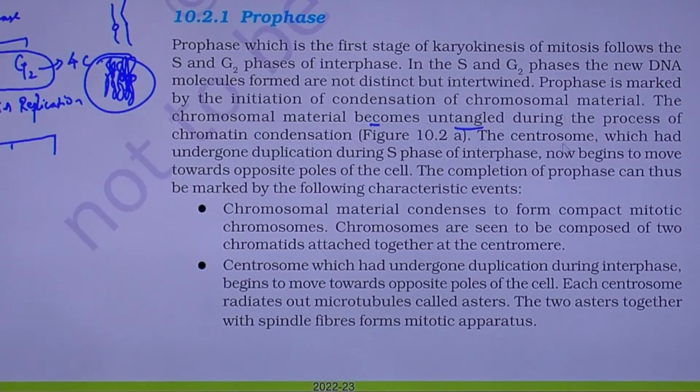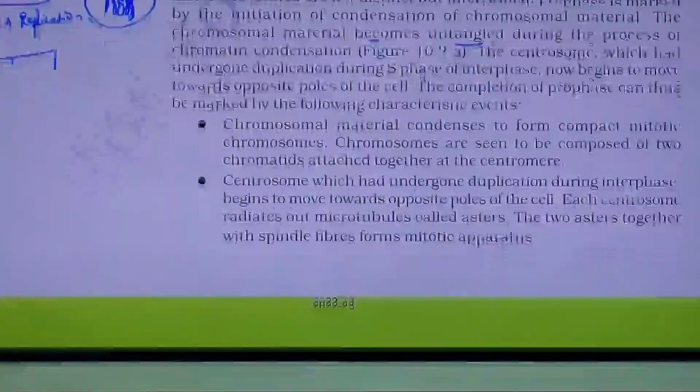In prophase, the centrosome which had undergone duplication during S phase of interphase now begins to move towards opposite poles of the cell. The completion of prophase can thus be marked by the following characteristic events. So here in S phase there is duplication of the DNA, replication, we know about that, and for completion of the prophase there are events. So we are going to see the events of the prophase.